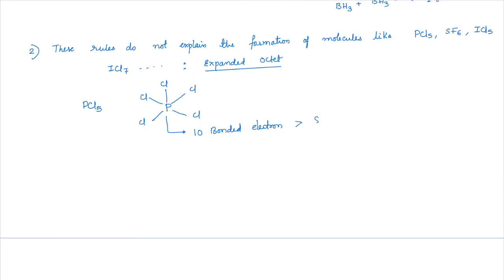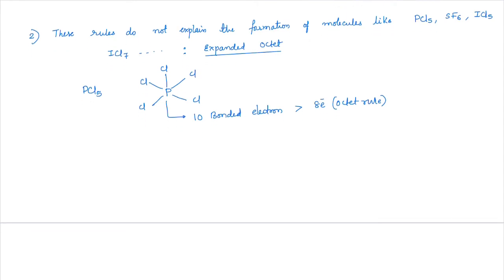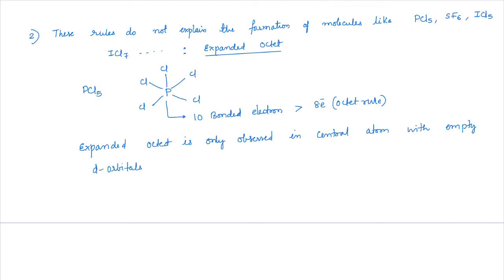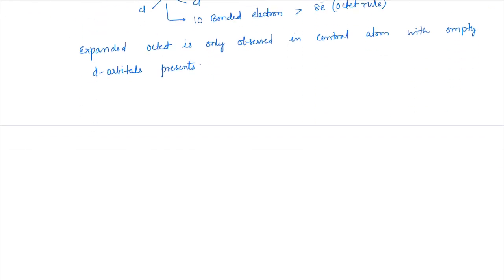So it is definitely greater than 8 electrons, which goes beyond the octet rule. So it is overshooting or expanding its octet. Okay. So one thing you have to understand: expanded octet is only observed in a central atom with empty d orbitals present. Yeah, I'll show you.